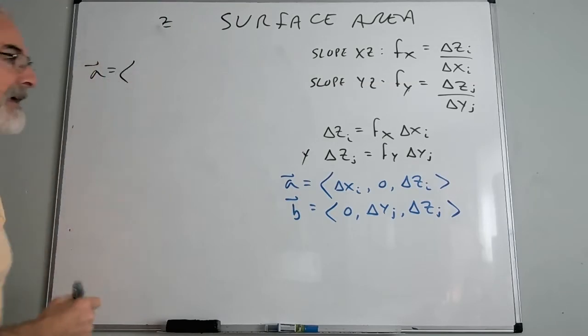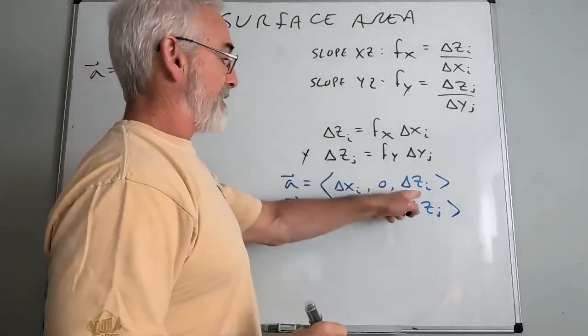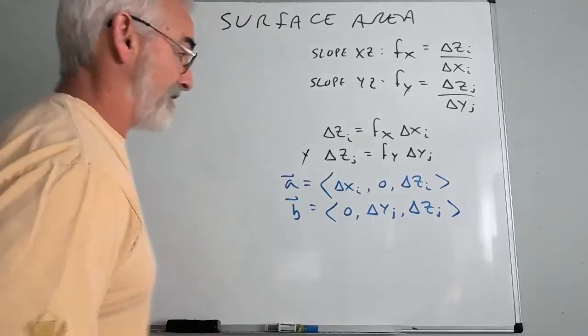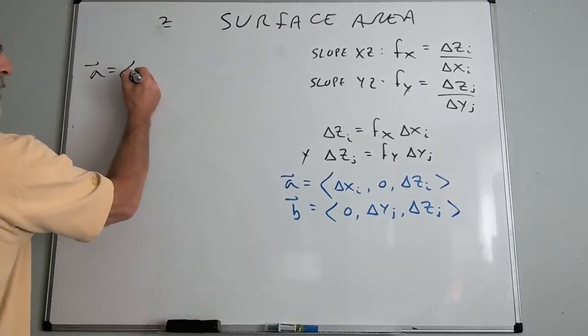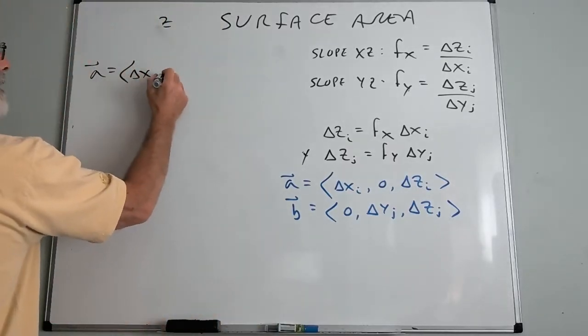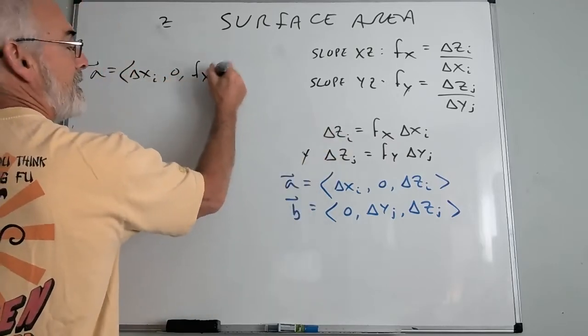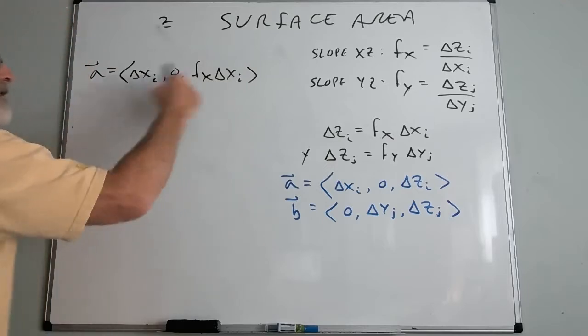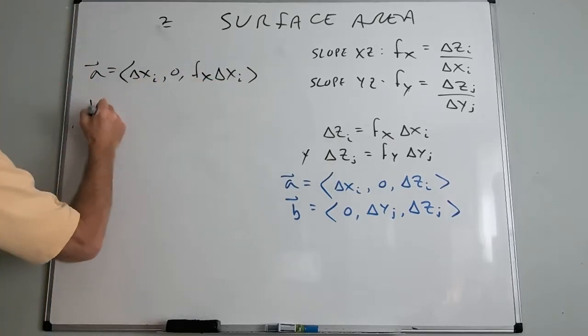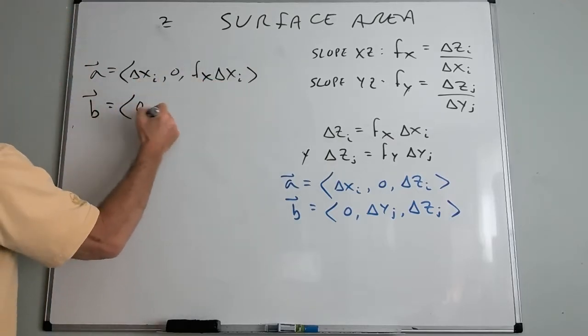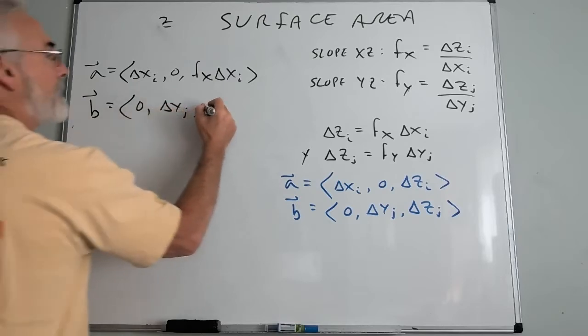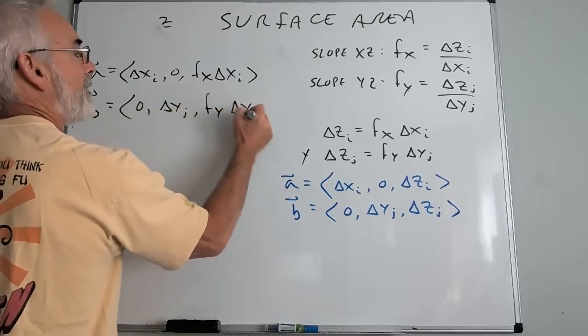So now I'm going to write my A by replacing the delta z and the delta zj. So I'm going to have delta xi, 0, fx delta xi. Again, that ensures that the slope here would be fx. My b vector is 0, delta yj, fy delta yj.